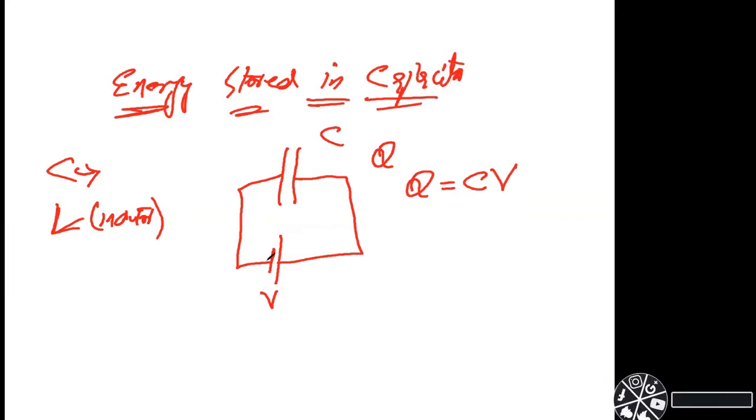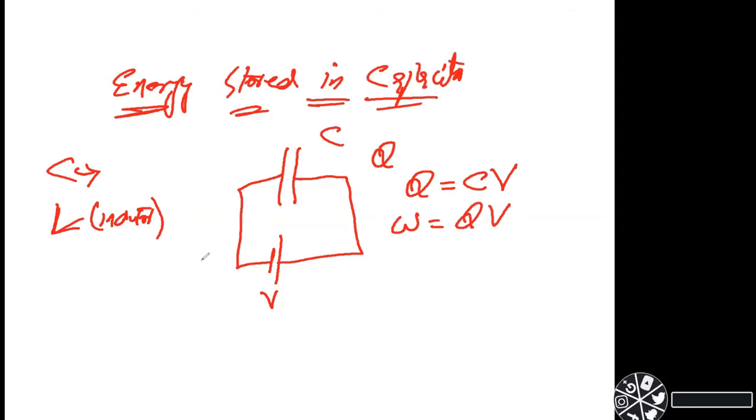This electron will get energy from this source and deliver energy to these parallel plates. So the electron is doing work, and that work will be equal to the product of charge and voltage.